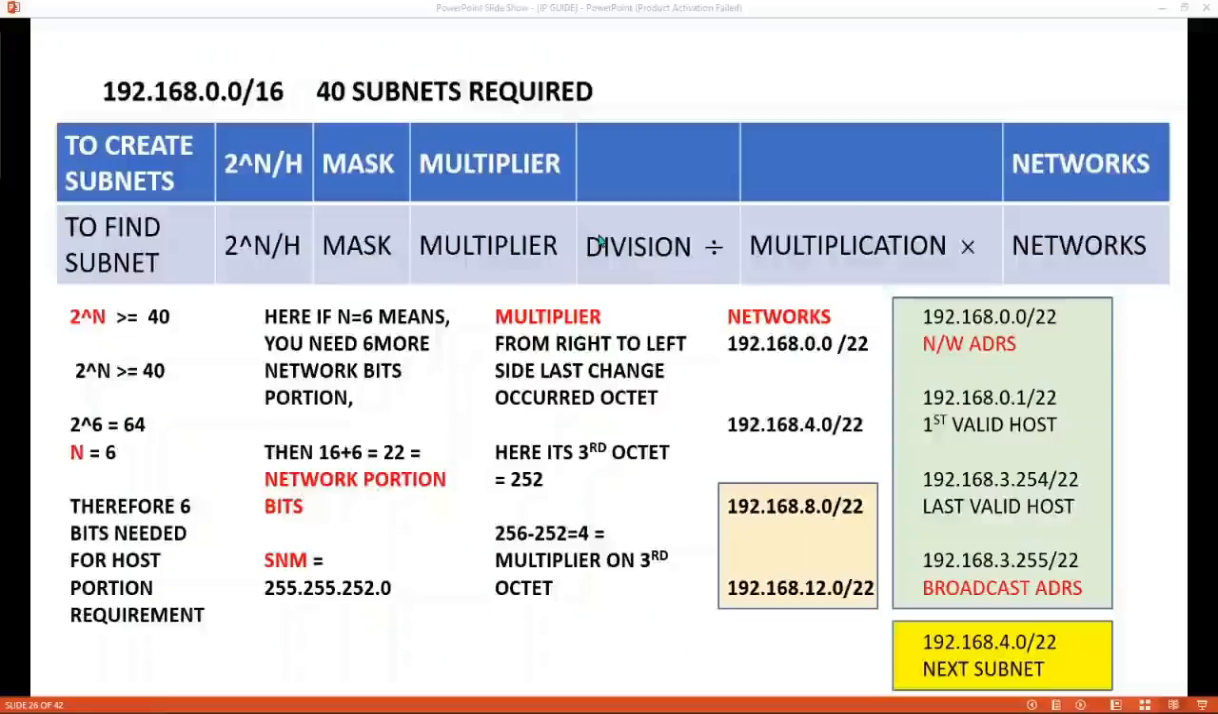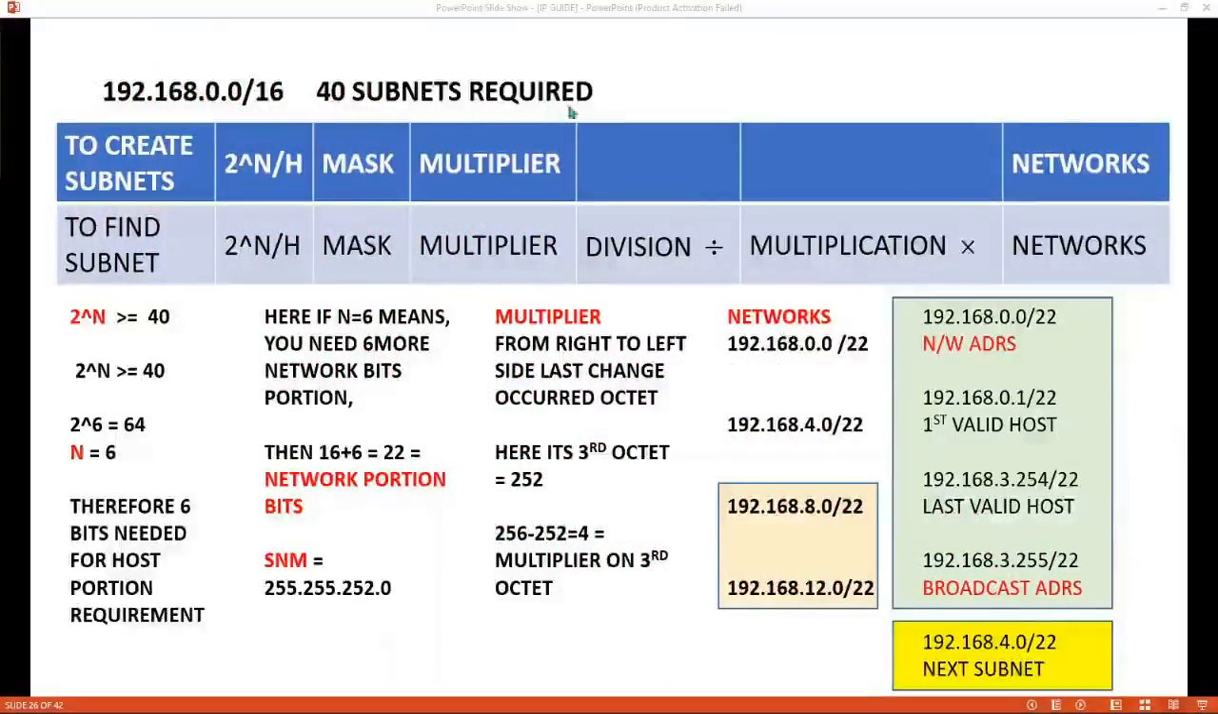So here you can see 192.168.0.0/16. 40 subnets are required, which means we need to create 40 subnets. Just imagine we are assigning 40 networks to 40 switches. This is not the real scenario. I'm saying this because if you think like that, you can reach the answer easily. So 40 subnets are required.